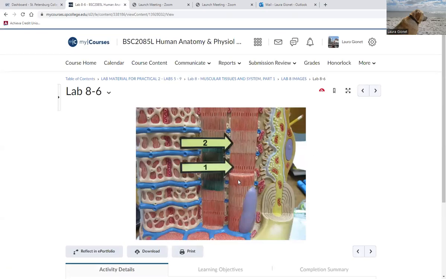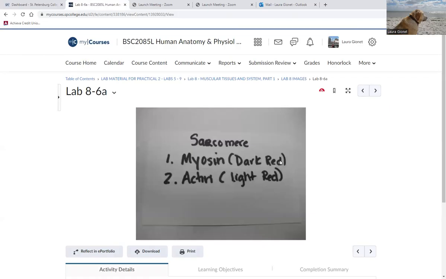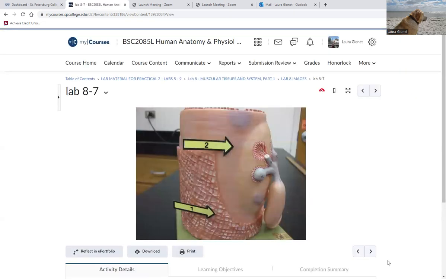Here we have darker thicker and lighter thinner red lines. Those are the myosin and the actin filaments. The myosin are the chubby fibers, the actin are the thinner fibers. So the darker red is the myosin, and the lighter red, skinny ones are the actin.